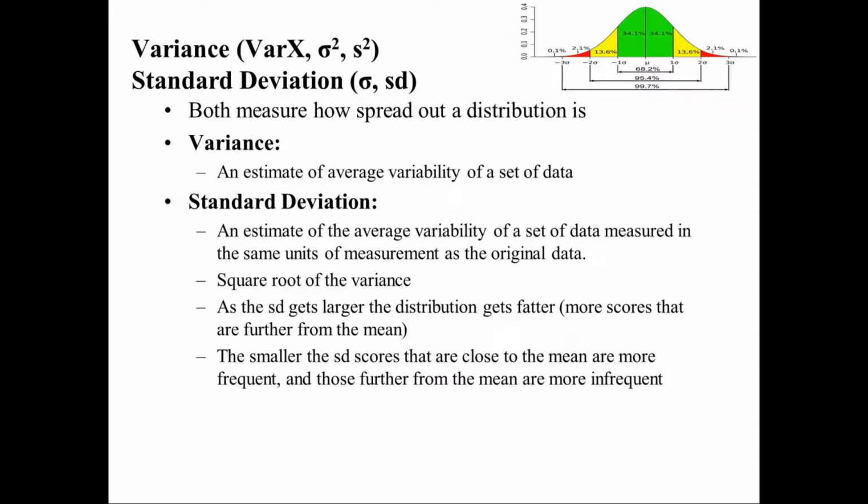We also look at variance or standard deviation. We have to do this so that we understand how the spread of the values is distributed. Where variance is an estimate of the average variability of a set of data, standard deviation is an estimate of the average variability of a data set measured in the same units of measurement as the original data. So basically it's the square root of the variance.